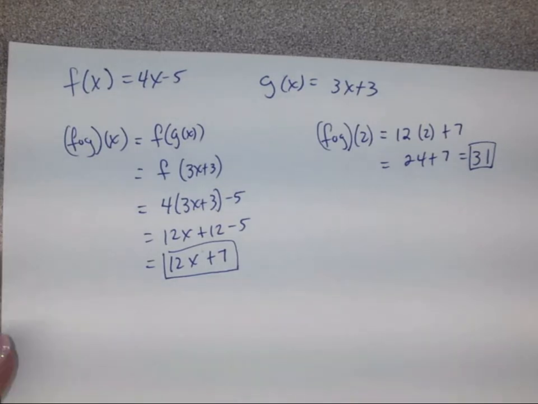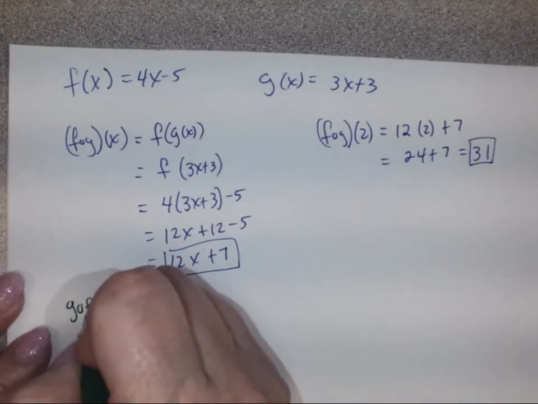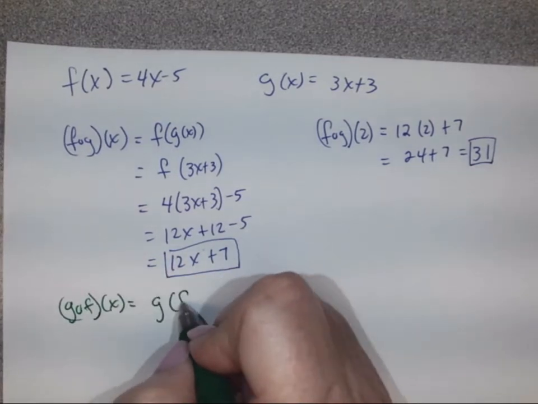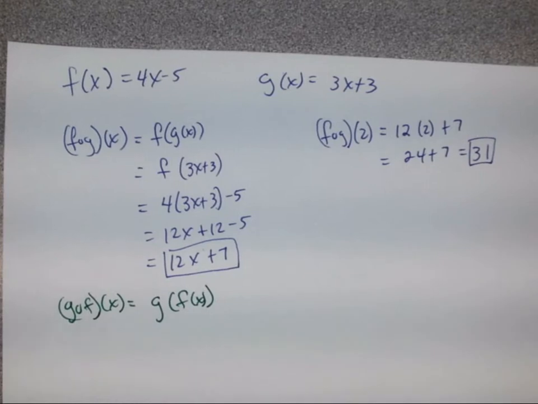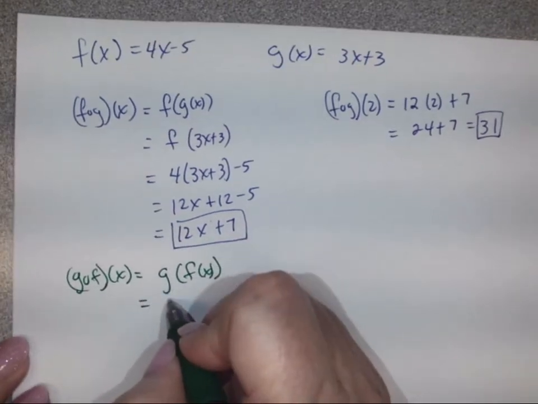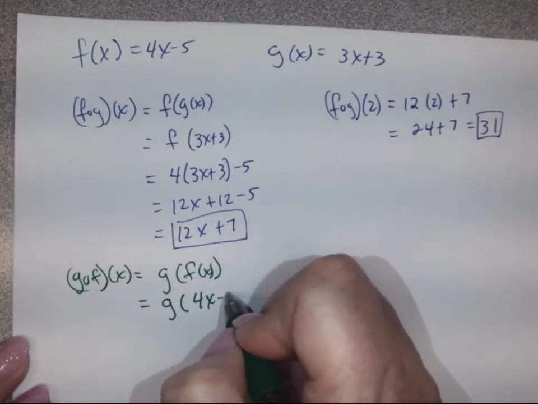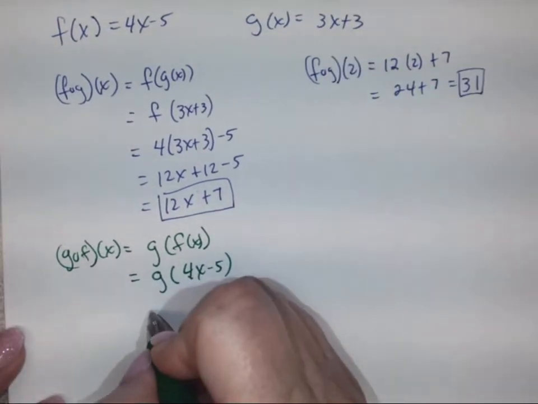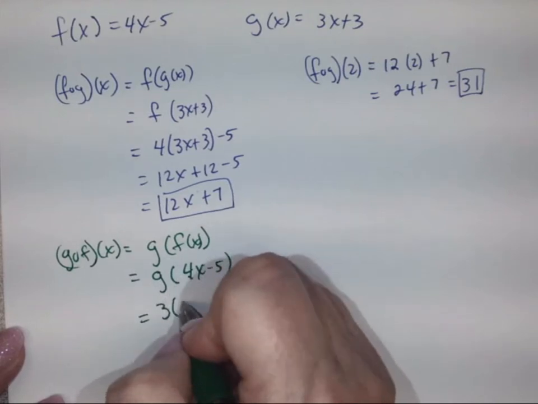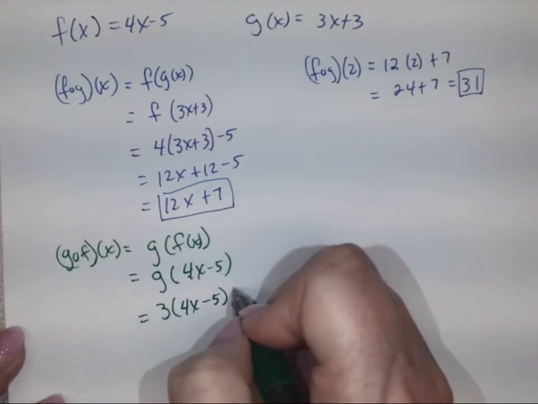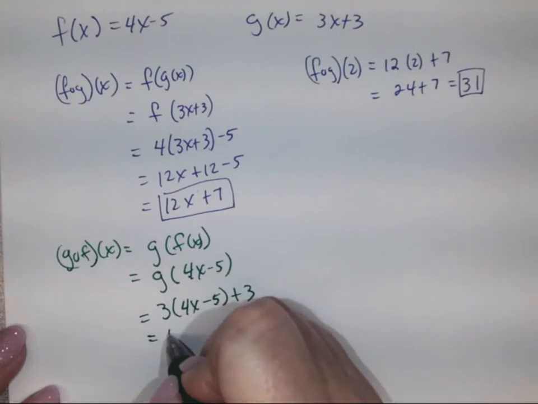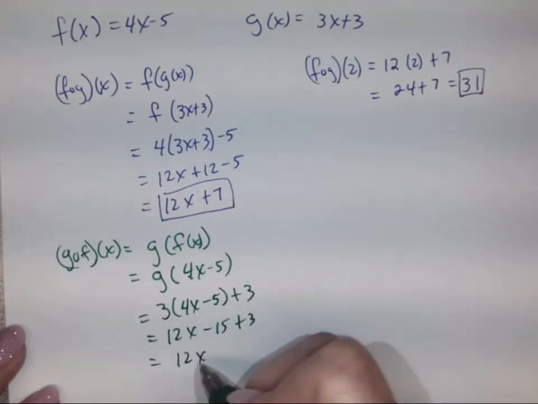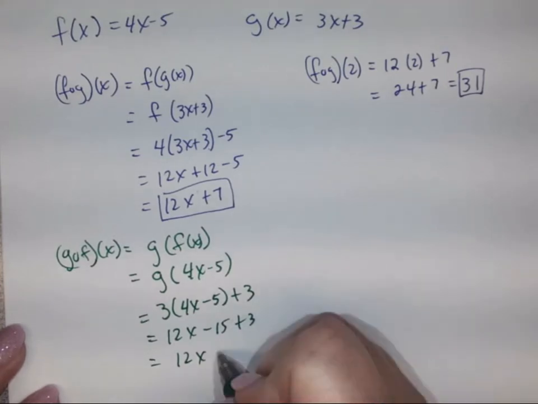All right, let's go the other way. What if we're finding g of f of x? So that will be g at 4x minus 5. So wherever x is, we'll plug in that 4x minus 5. So 3 times 4x minus 5 plus 3. So 12x minus 15 plus 3. So 12x, negative 15 plus 3 is negative 12.